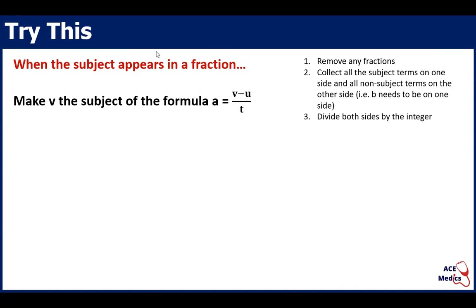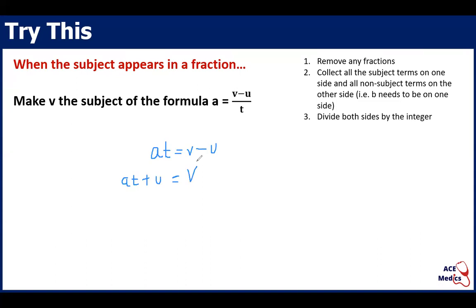So we need to multiply by t first to get rid of the fraction. So AT equals V minus U. And then we can just add the U. Easy. AT plus U equals V. Fantastic. Really well done, guys.